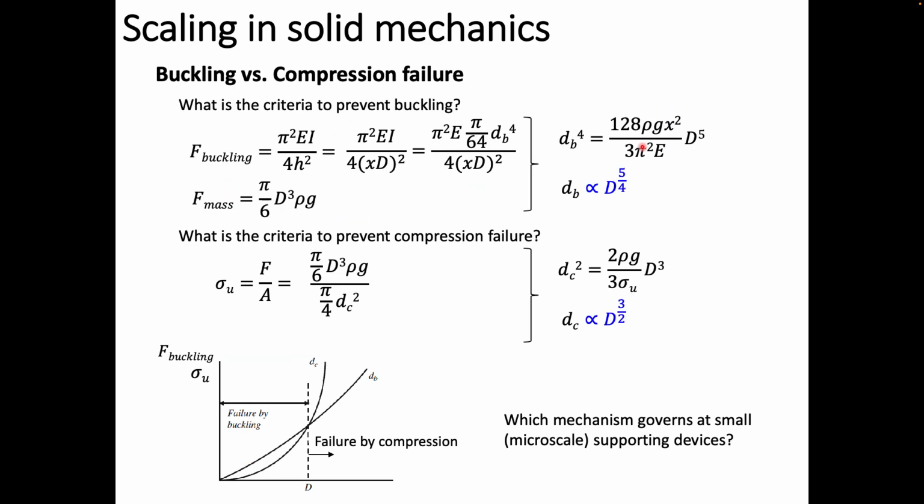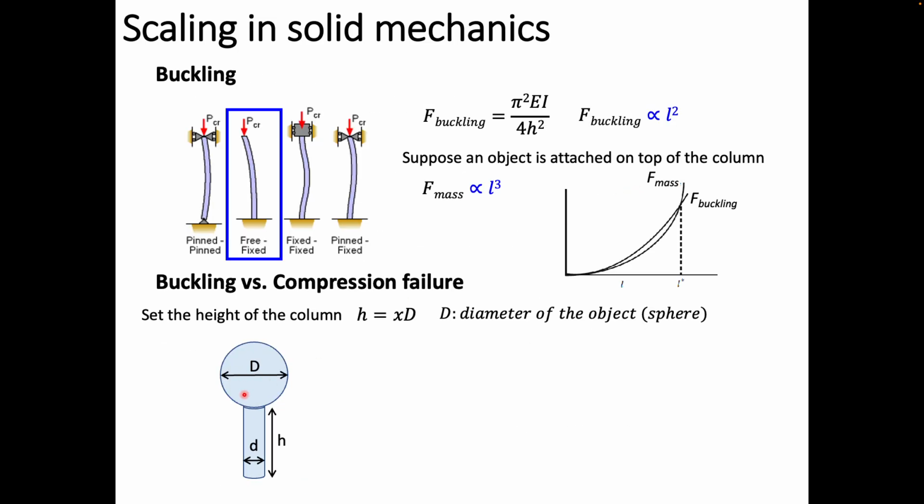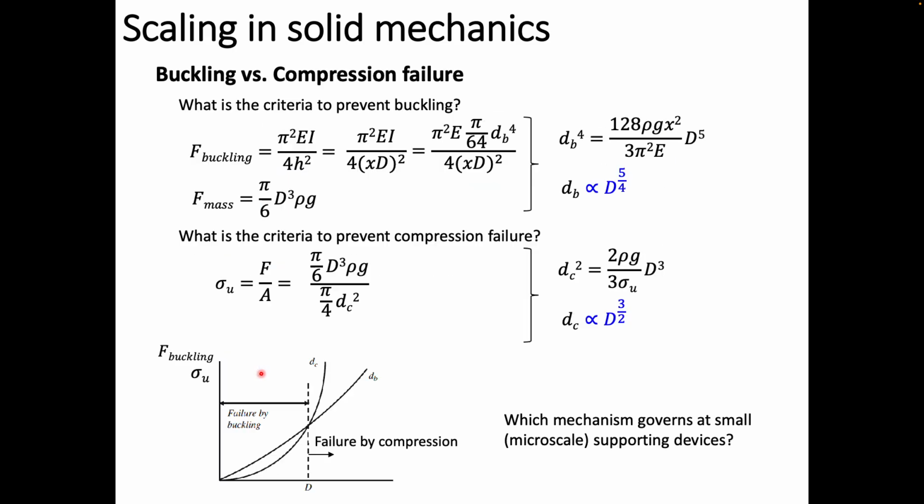This is what we get, and then look into the ratio. In this case, D as a length scale is to the power of 5, and this one is to the power of 4. So you move it to the right-hand side, and d_B, the rod diameter due to buckling failure, is proportional to large D to the power of 5 over 4. Again, just reminding you, large D is the diameter of the sphere.